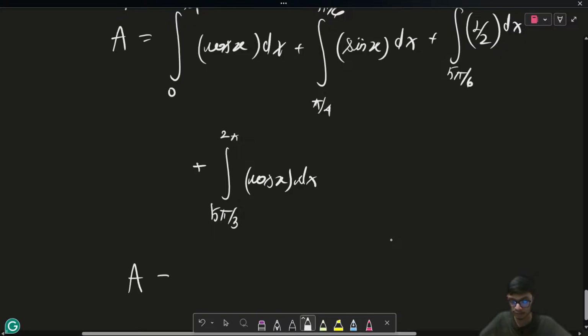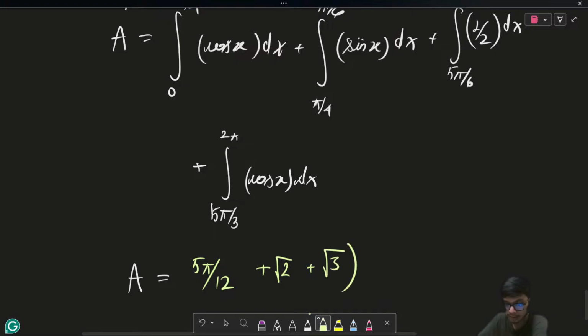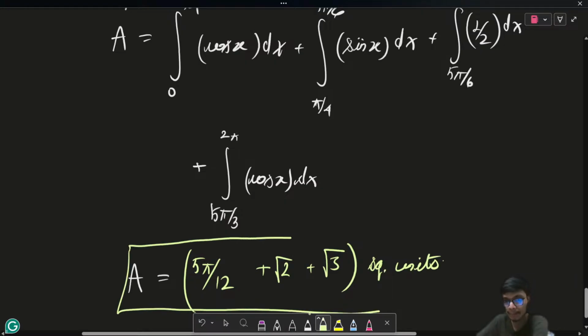So if you carry out this expression and calculate the value, the final answer to this question is going to come out as 5 pi upon 12 plus root 2 plus root 3. This is going to be the final answer, square units, okay? Square units, because it is area, right? So I hope this is clear to all of you.